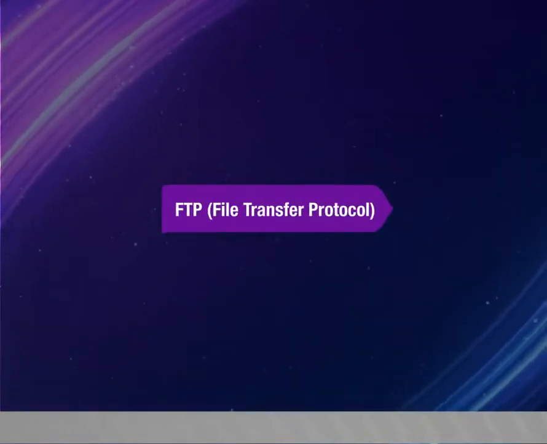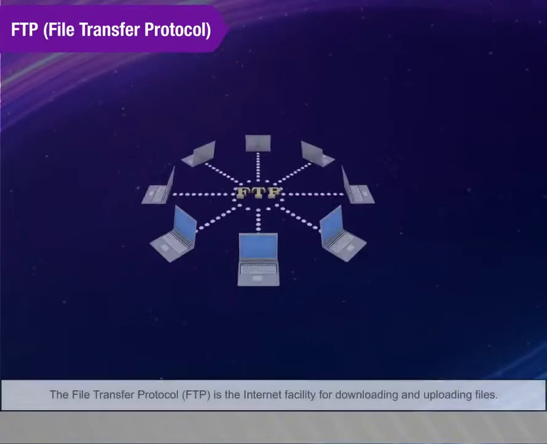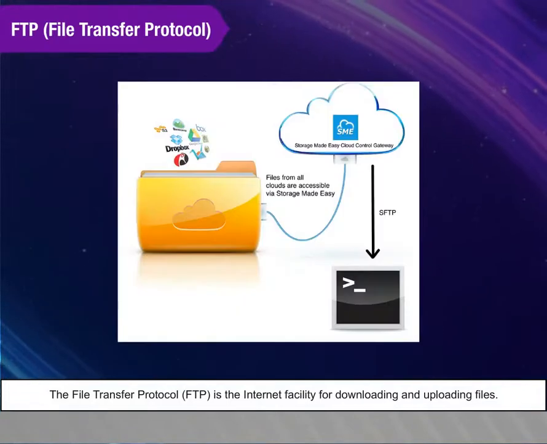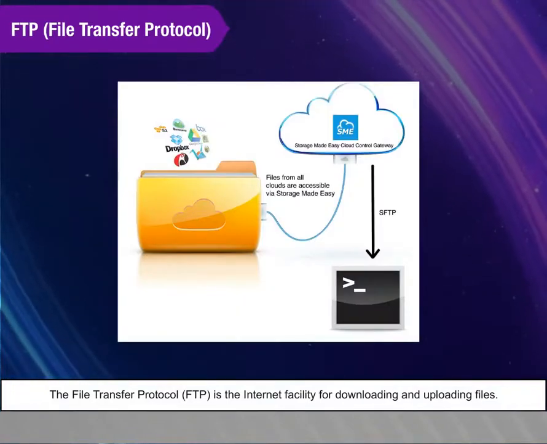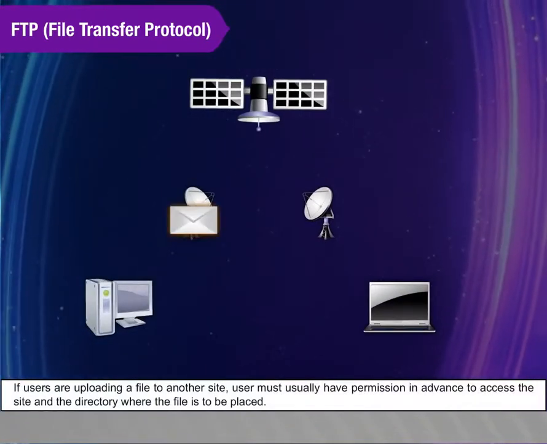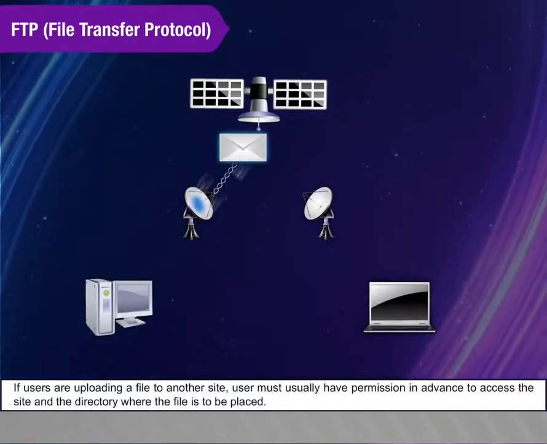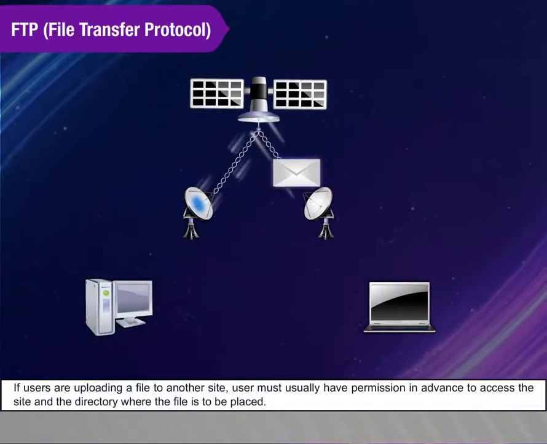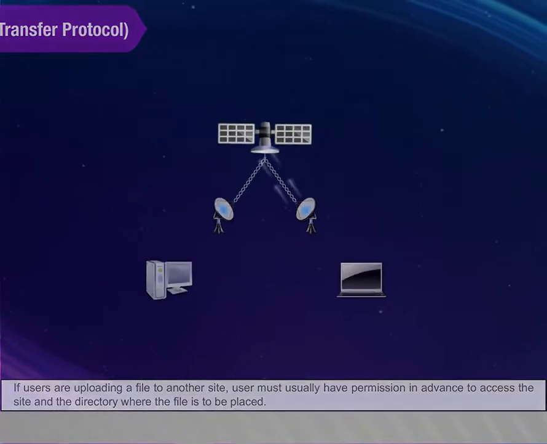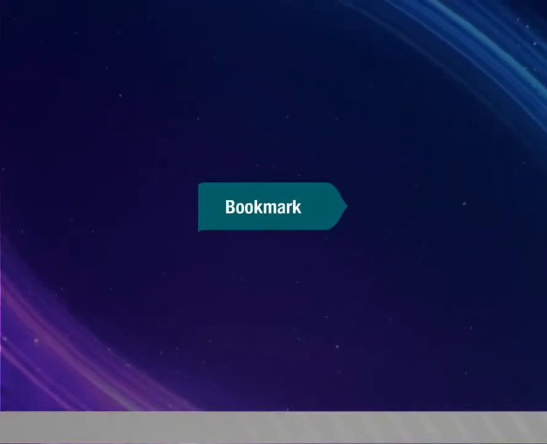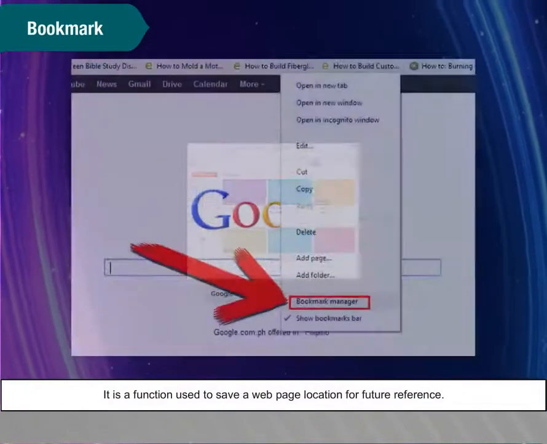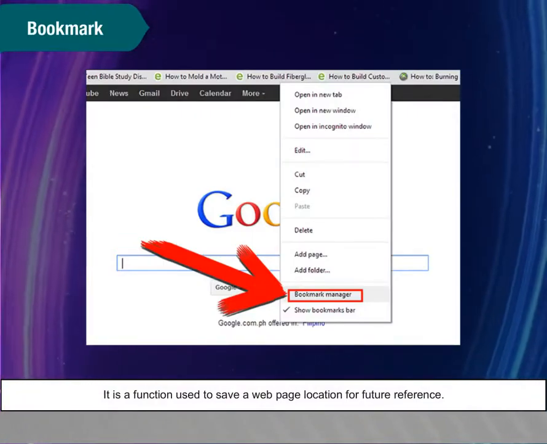FTP, File Transfer Protocol. The File Transfer Protocol (FTP) is the Internet facility for downloading and uploading files. If users are uploading a file to another site, user must usually have permission in advance to access the site and the directory where the file is to be placed. Bookmark. It is a function used to save a web page location for future reference.